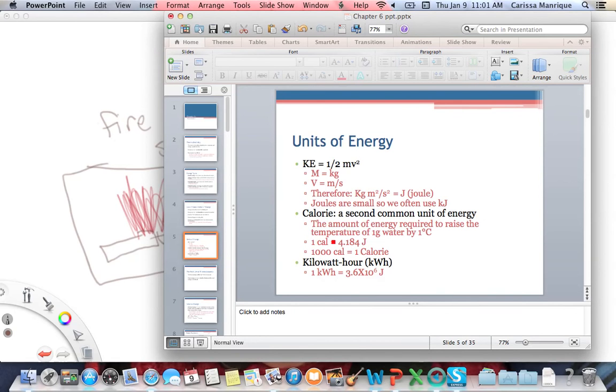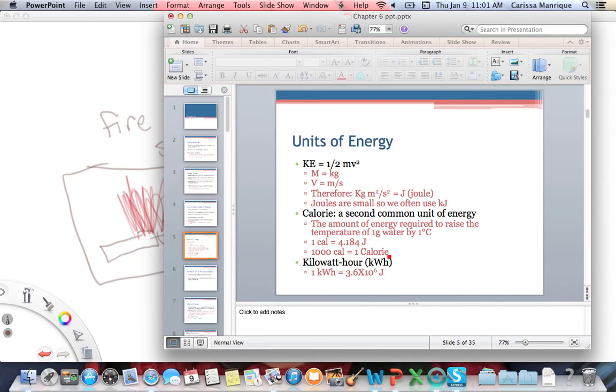1 calorie is 4.184 joules, so there's the conversion there. And then there's a kilowatt-hour. We see this a lot, maybe on your electric bill, you'll see a kilowatt-hour. So a kilowatt-hour is 3.6 times 10 to the 6 joules. So you can convert back and forth between these.